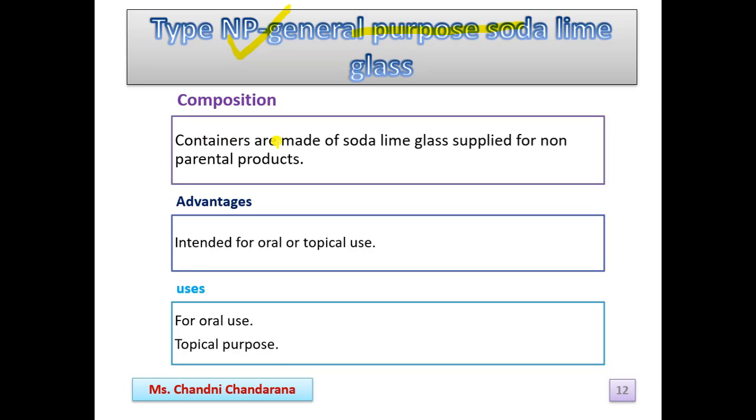Here the containers are made up of soda lime glass. It's supplied for non-parenteral products. Now what are the uses? For oral or topical purposes. It's not for parenteral use. And what are the advantages? It's intended for oral or topical uses. So basically for parenteral there are mainly 3 types of glass: type 1, type 2 and type 3. It's very important. Now we will see the plastics.